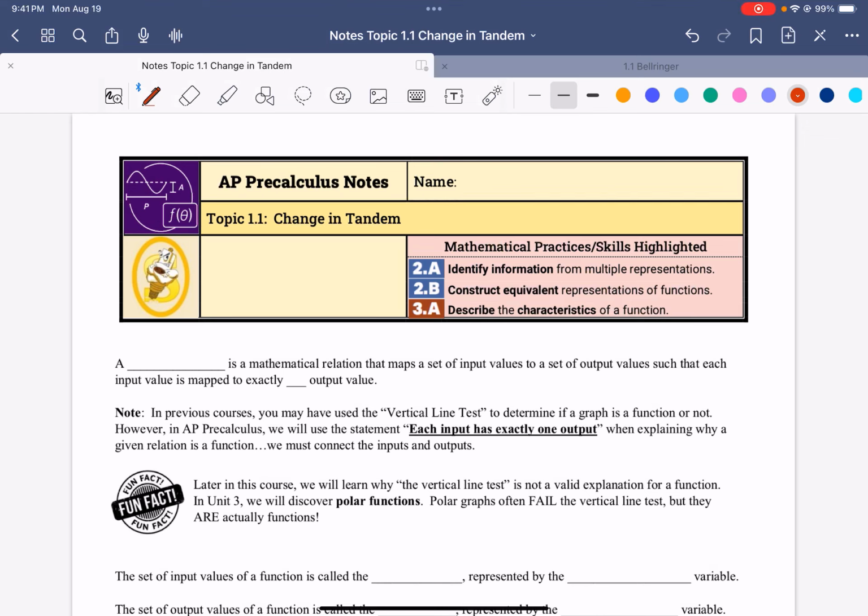Hey you guys, today we're going to be doing lesson 1.1. It's called change in tandem.